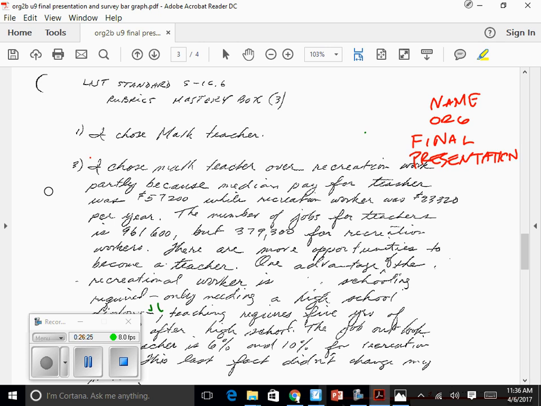I chose math teacher over recreation worker, partly because of the median pay. Please underline median pay. You may recall, we highlighted that. That's one of the key numbers. The median pay for a teacher was $57,200, while recreation worker was $23. So these 2 numbers need to be in your thing.